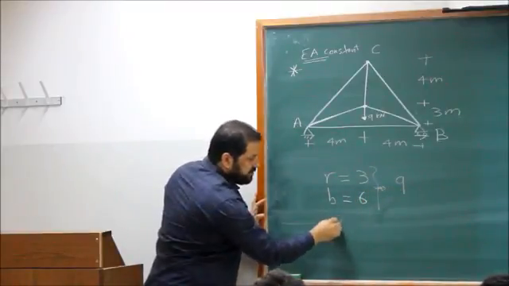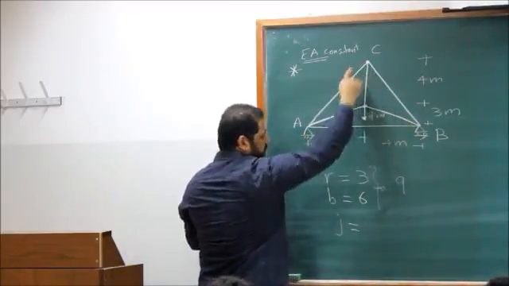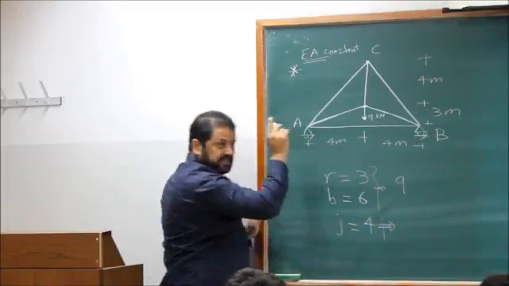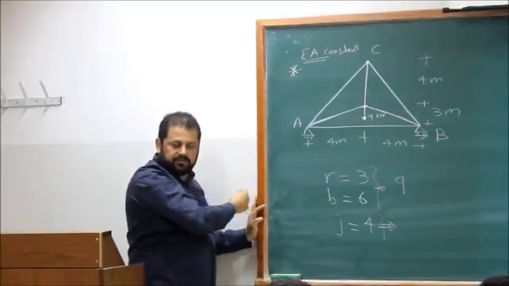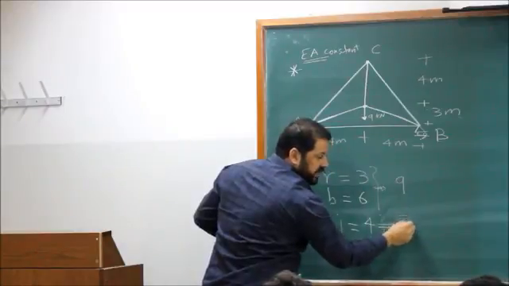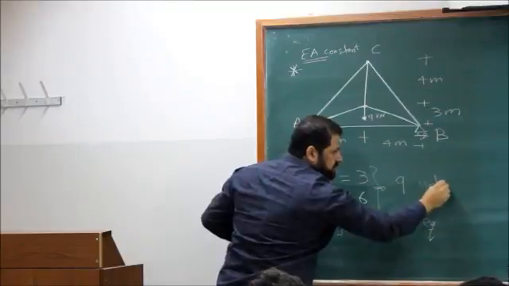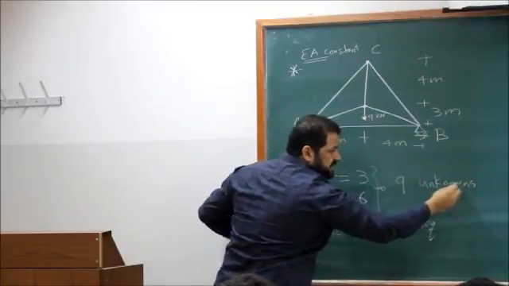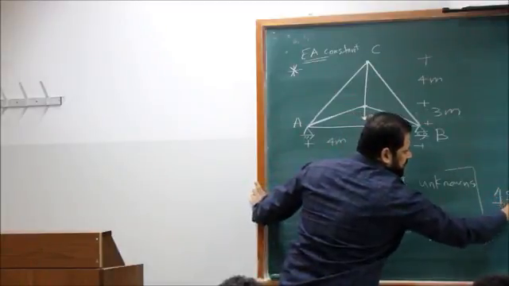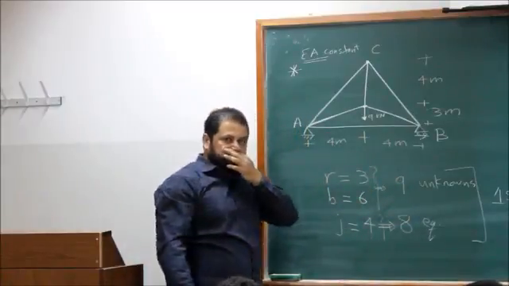How many joints do you have? Number of joints, 1, 2, 3, 4. So 4 joints. Each joint gives you 2 equations in a truss: sum of the forces in X, sum of the forces in Y. So we have 8 equations and 9 unknowns. So this is indeterminate to the first degree.